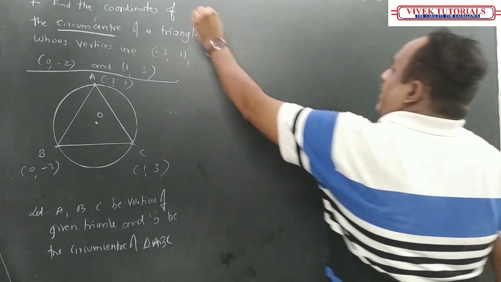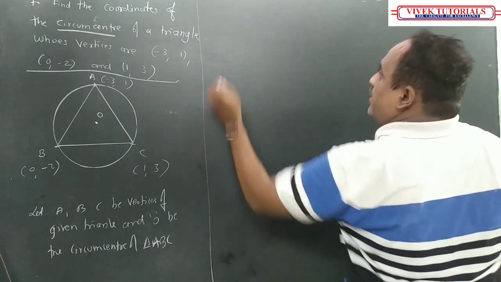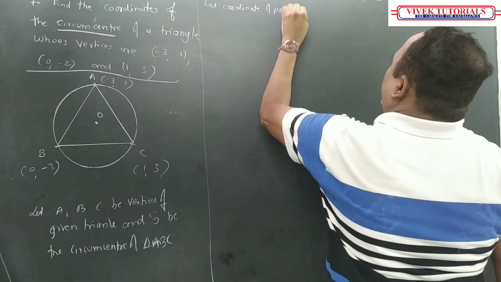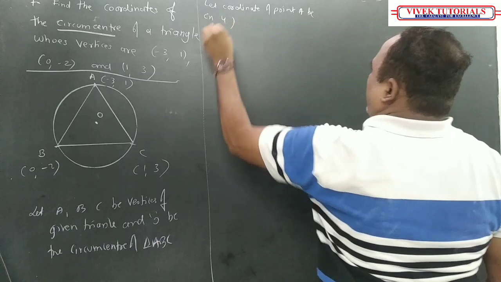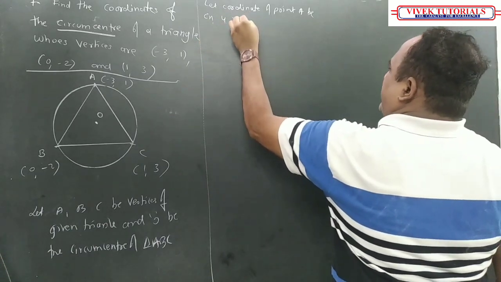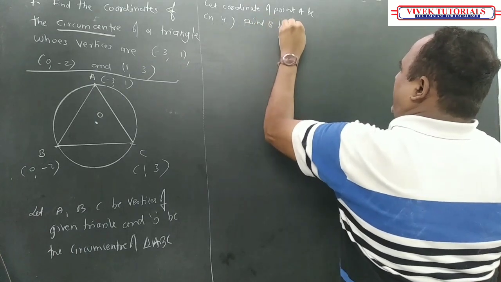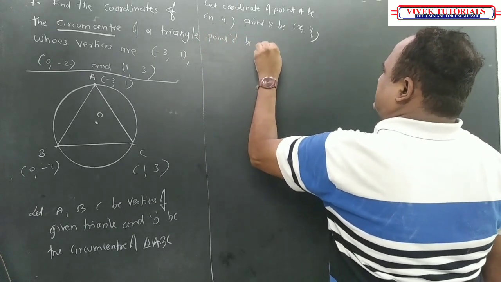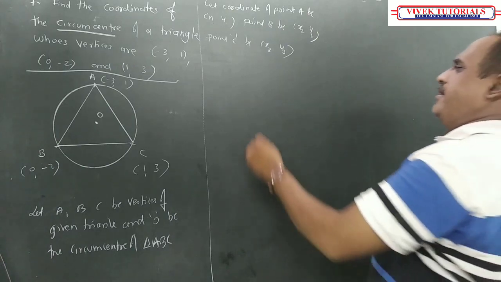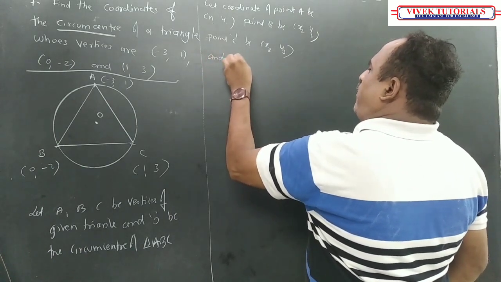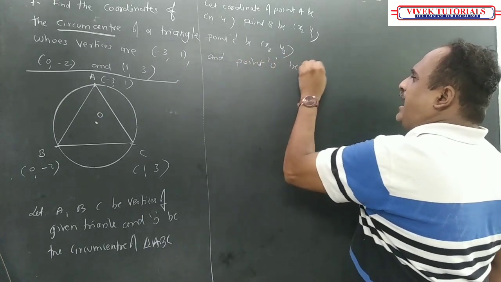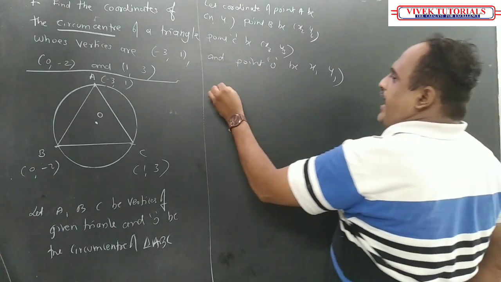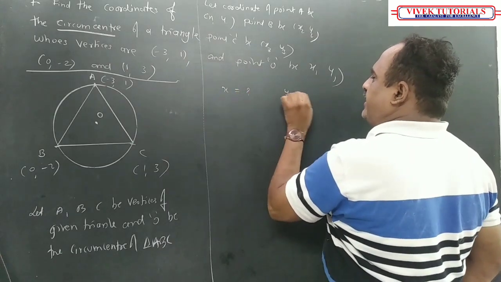Okay, select. What we can do is let the coordinate of point A be x1, y1, point B be x2, y2, point C be x3, y3, and point O be x comma y. Are you getting it? So x or y ko mujhe find out karna hai.